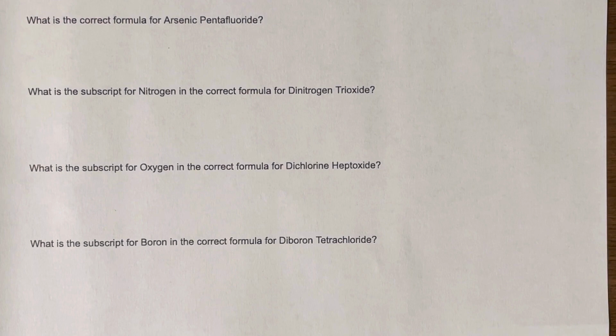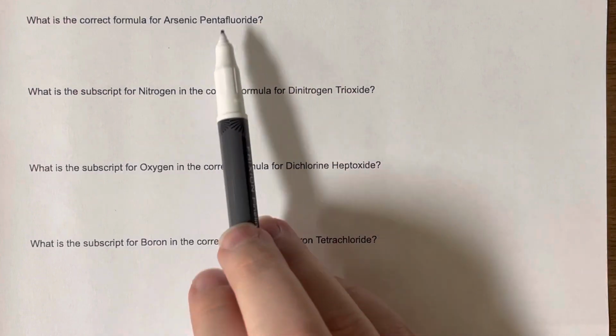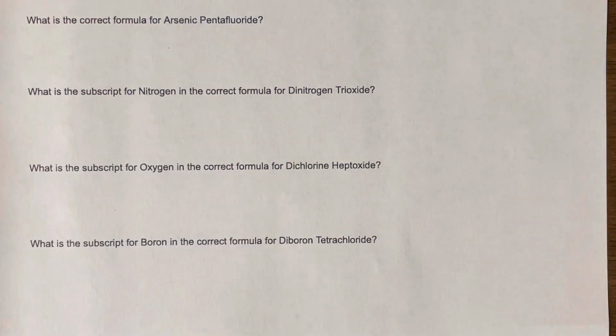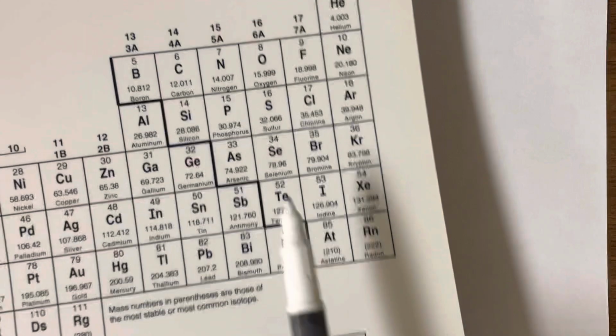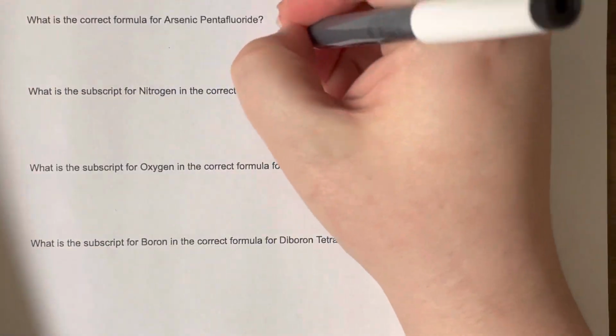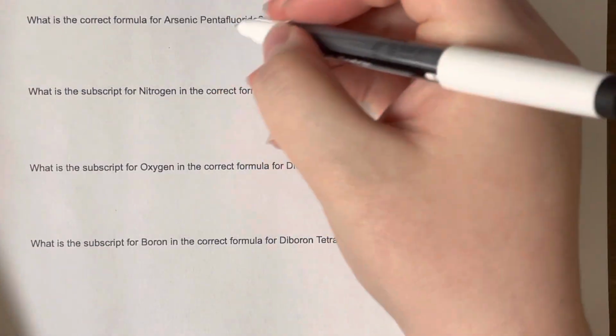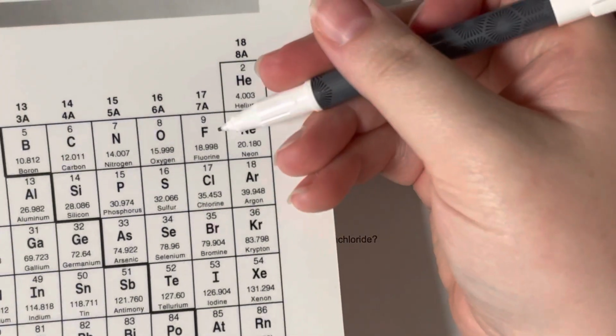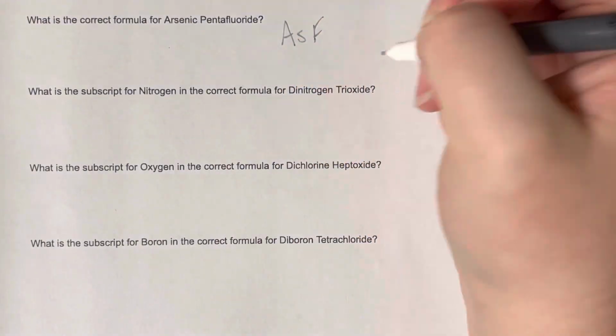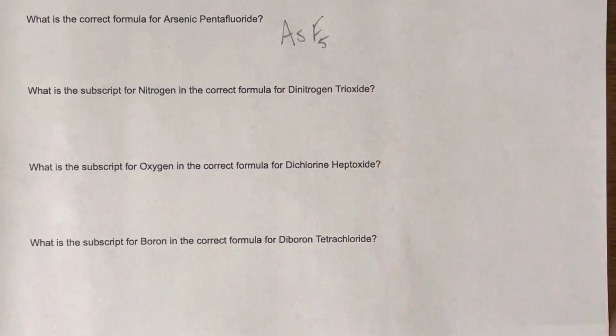What is the correct formula for arsenic pentafluoride? I see that I have a prefix here, which means that I'm going to treat this like a covalent compound. And so I'm just going to read the compound name for the subscripts. Arsenic has the symbol As. It doesn't have a prefix, so I will not put a subscript. Pentafluoride. Fluoride is secretly fluorine. Fluorine has the symbol of F. Penta means 5, so we are going to have the formula AsF5 as our correct formula for arsenic pentafluoride.